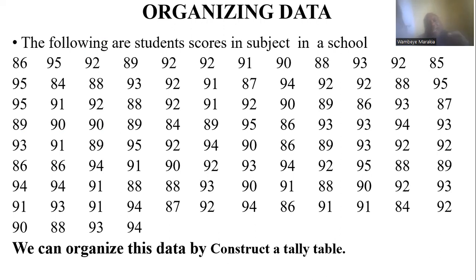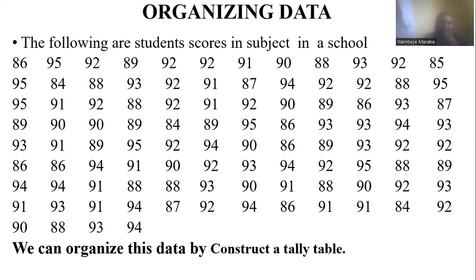So we organize this data by constructing a tally table. From the tally table, we can easily see the trends of the data, and we can easily see which number or which score has a higher frequency, just at a look, from a snapshot, because the data is organized. The way it is, it's not organized, but we organize it.